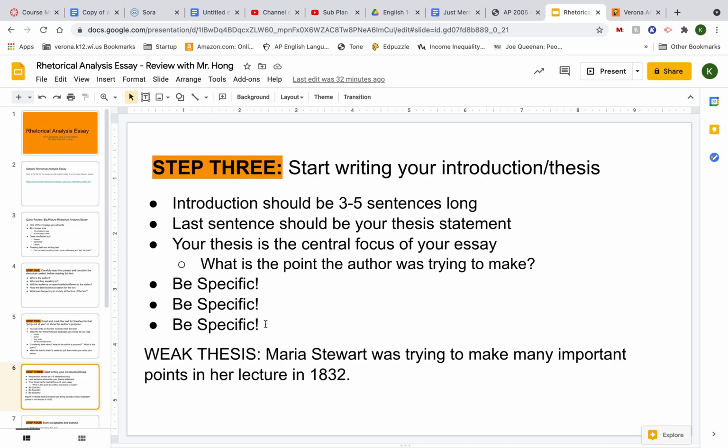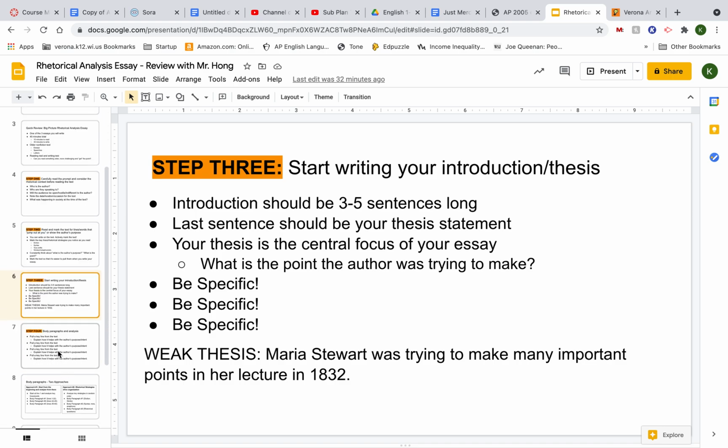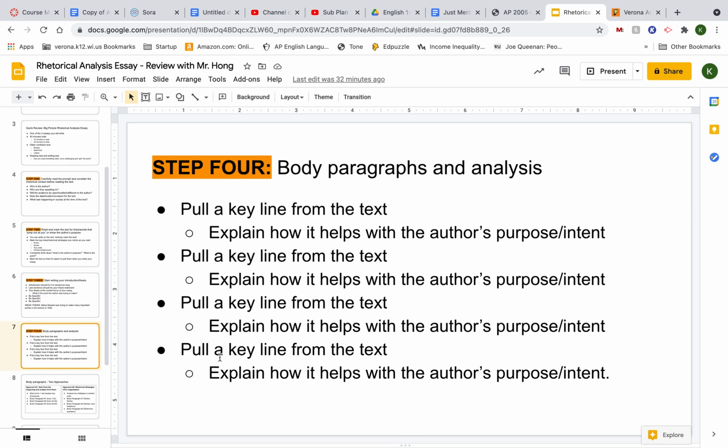Here's an example of one. I see this all the time. Maria Stewart was trying to make many important points in her lecture in 1832. This is a terrible thesis statement. It's terrible because what important points? I don't really know what you're trying to say. Do you really get the point of the reading? Are you a good reader? Do you understand what she is trying to accomplish? I have no clue based upon your thesis. And you just need to be more specific than that. So please be specific.